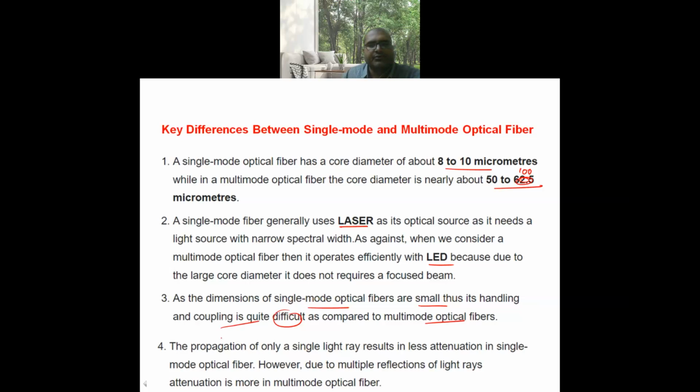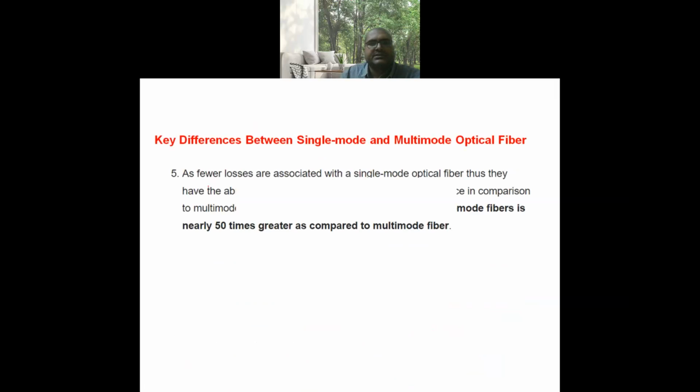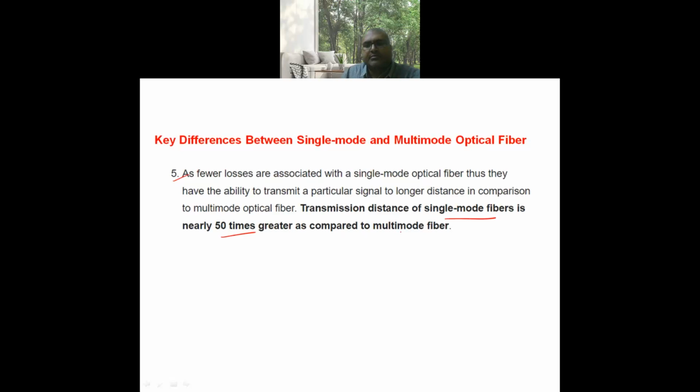The next is the propagation of only a single light ray results in less attenuation in case of single mode fiber. However, due to multiple reflections of light rays, the attenuation is more in multimode fiber. A few more key differences. The next is the transmission distance of single mode fiber is nearly 50 times greater than that of multimode fiber.